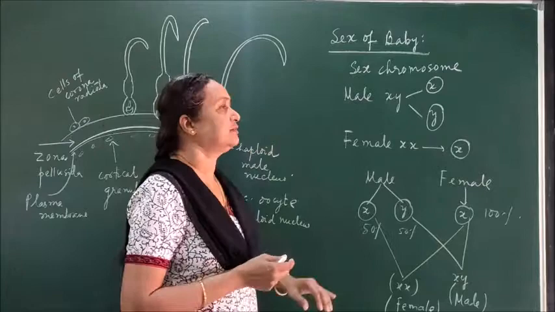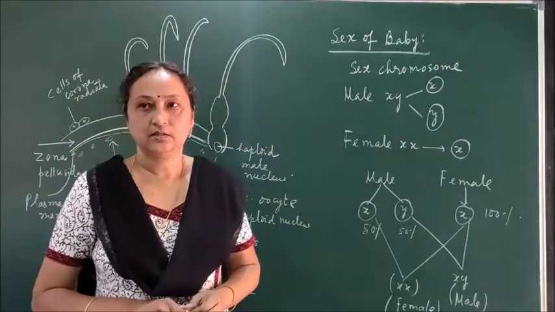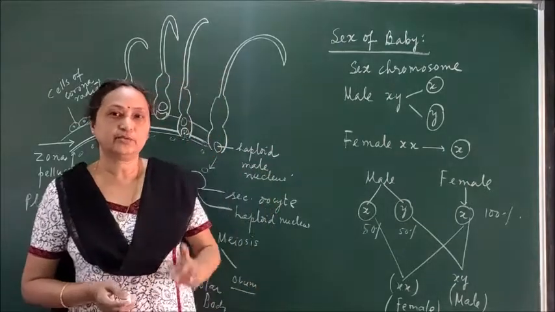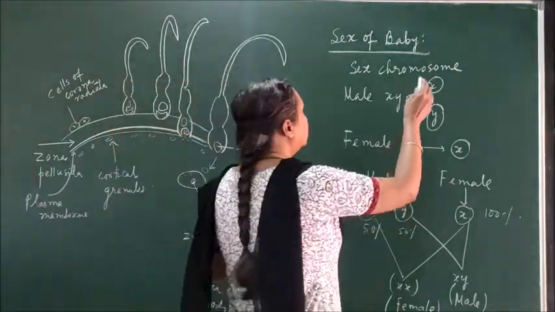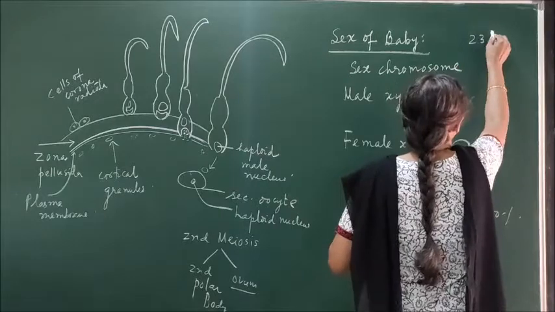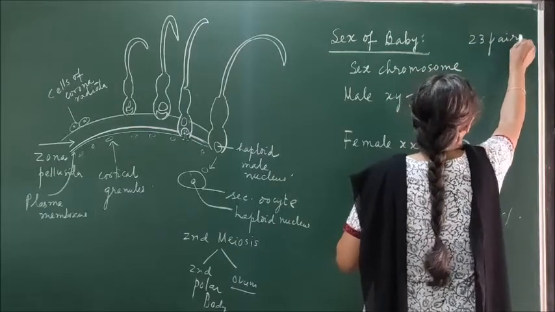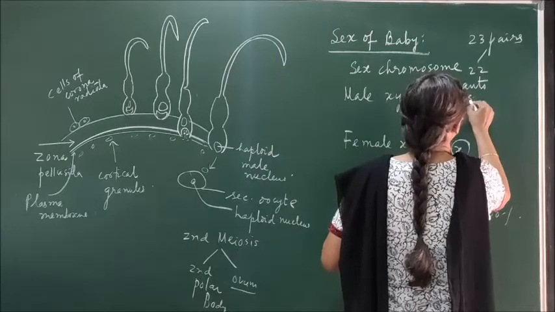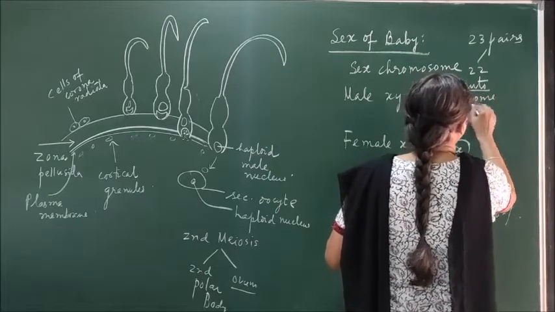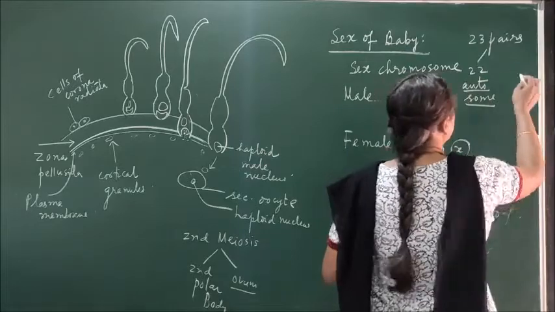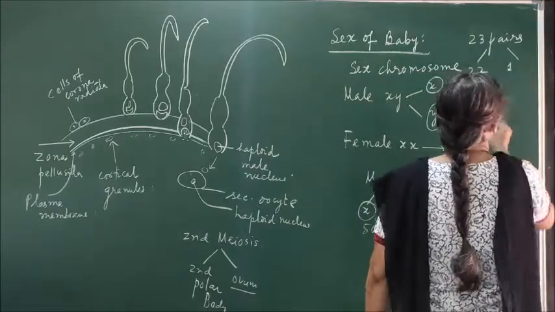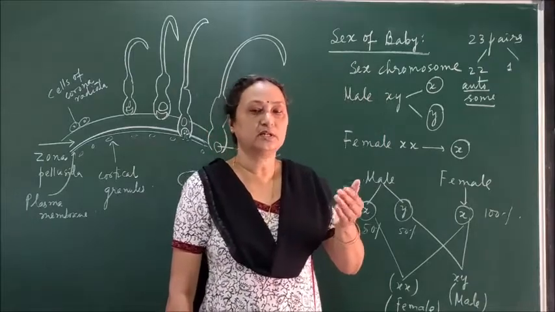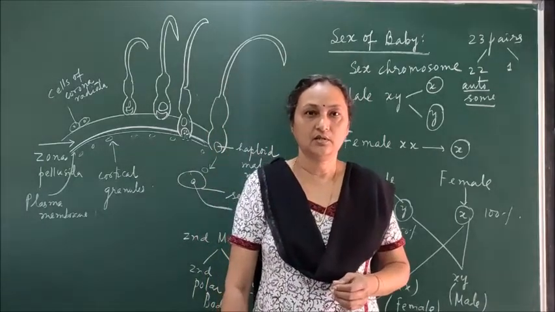In a human cell, there are 46 chromosomes, and chromosomes are always in pairs. So how many pairs are there? 23 pairs. Out of the 23 pairs of chromosomes, 22 pairs are called autosomes. Autosomes are responsible for all the body characters, and one pair is called the sex chromosome. The sex chromosome is responsible for determining the sex of the baby.